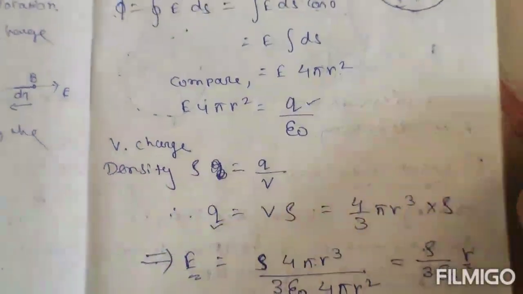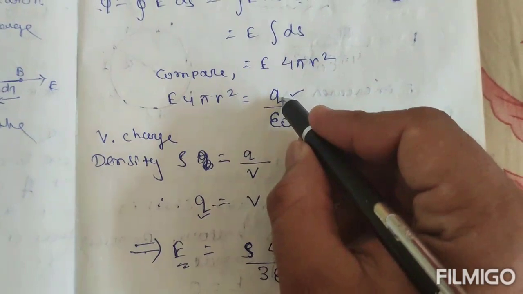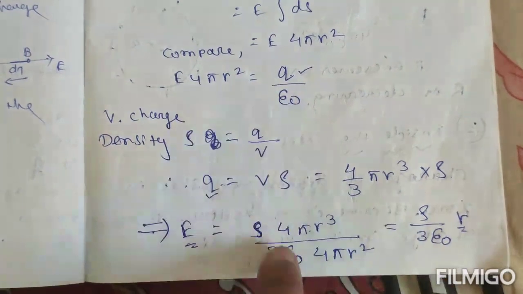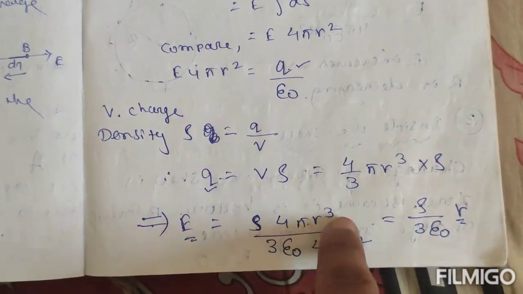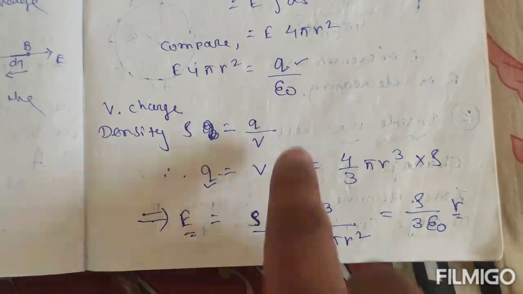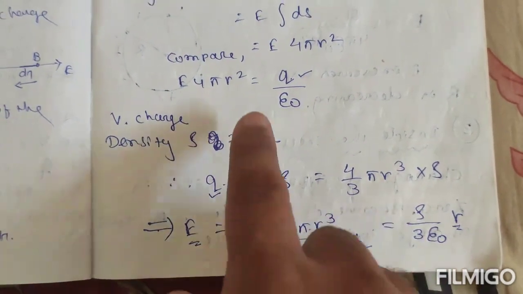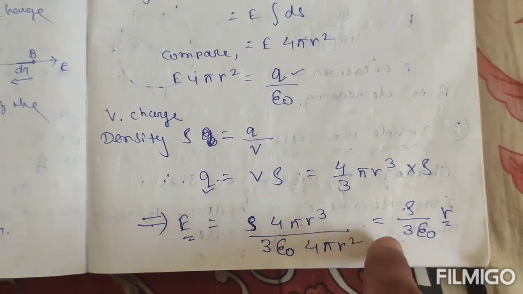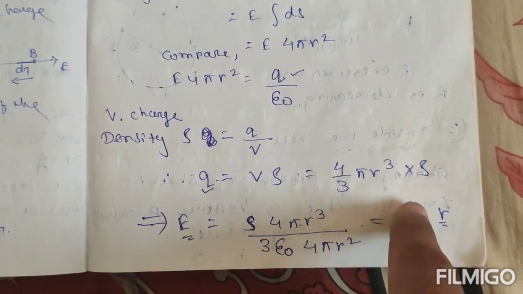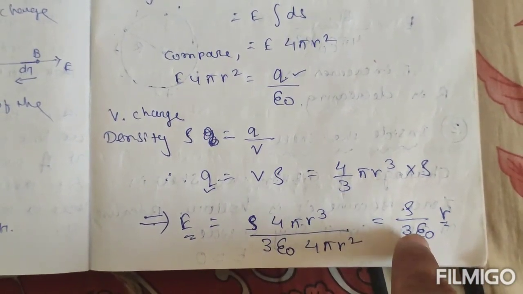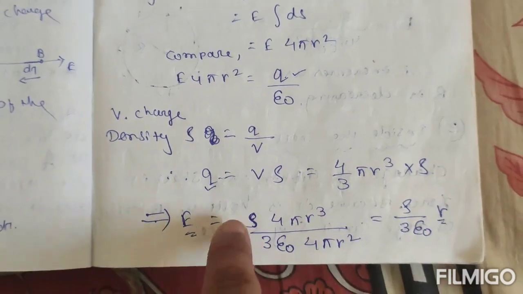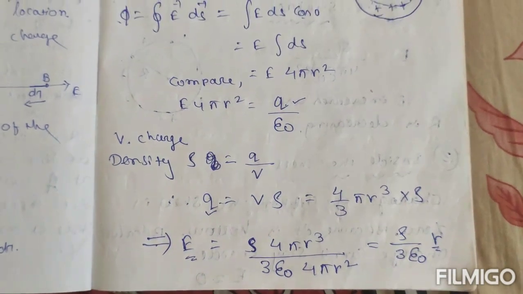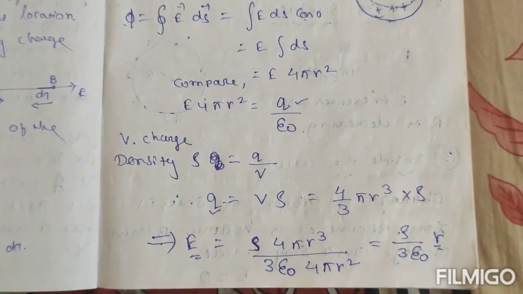So now let us place this Q in this equation. E equal to, directly placing the value of Q, 4 by 3 pi r cube into rho whole divided by epsilon naught into 4 pi r square, which goes to the denominator. So you will get the answer rho into r by 3 into epsilon naught. So here you are getting E is directly proportional to r.